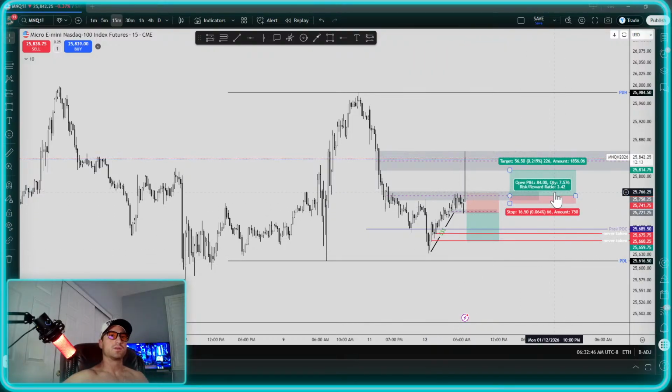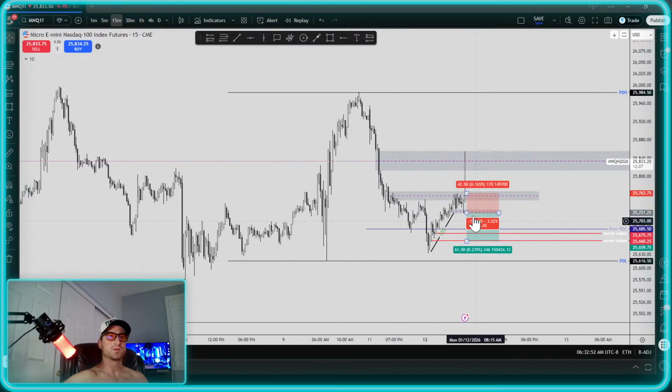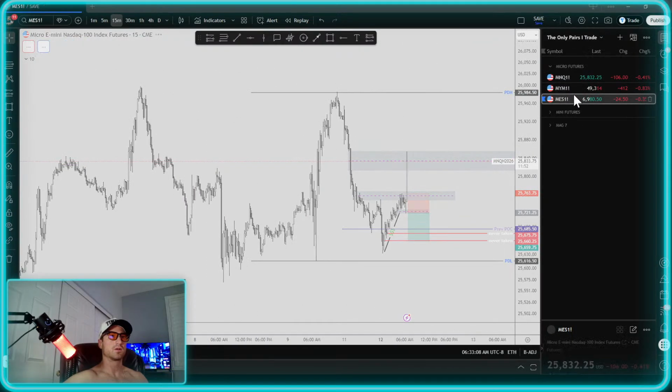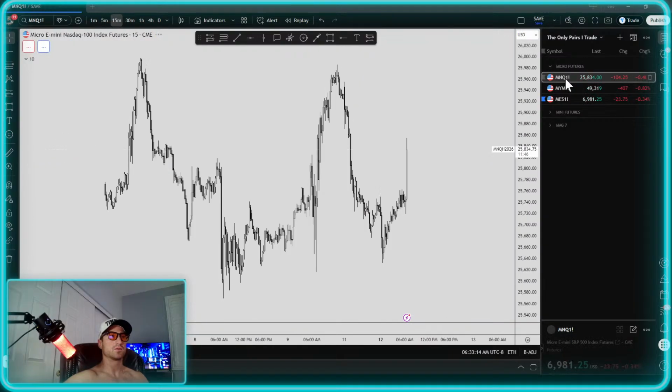Alright, so these trades might be off the table here. I'm still looking for this, maybe, if we can get that. That would be pretty crazy, but I don't really expect that to happen. I want to see us take out these relative equal highs. I think that's an SMT on the ES with NQ.